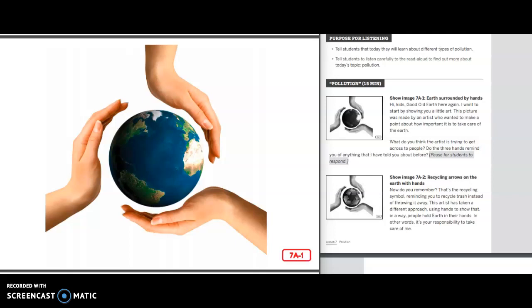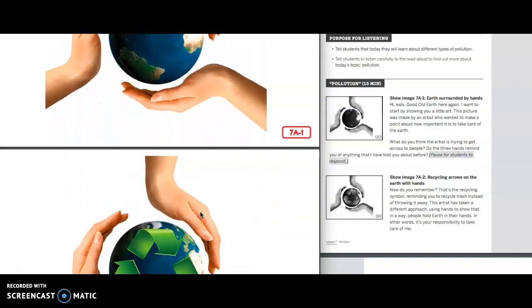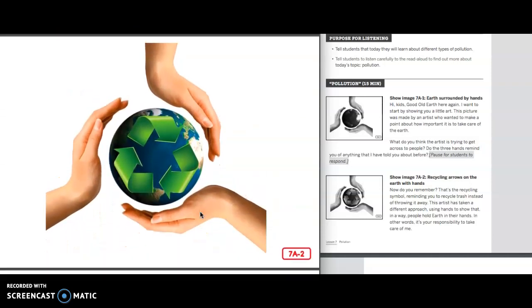Here we go. Hi kids, good old Earth here again. I want to start by showing you a little art. This picture was made by an artist who wanted to make a point about how important it is to take care of the Earth. What do you think the artist is trying to get across to people? Do the three hands remind you of anything that I have told you before? Now, do you remember? That's the recycling symbol, reminding you to recycle trash instead of throwing it away.